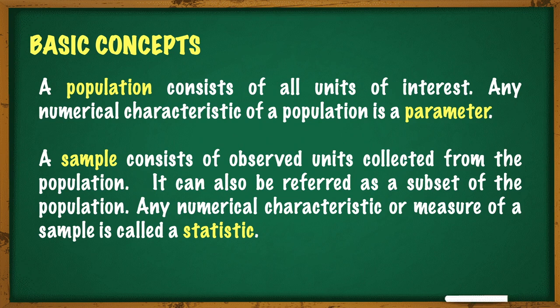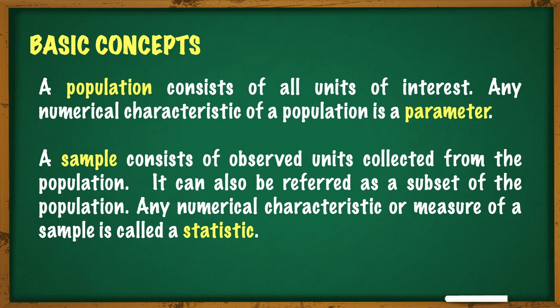Before we discuss our main topic, which is the measures of central tendencies, let us familiarize the following basic concepts. First, we have the population. By definition, a population consists of all units of interest from which the data is to be collected. Population is not only limited to human population, so it could also be animals, microorganisms, plants, and others. And any numerical characteristic that describes a population is called a parameter.